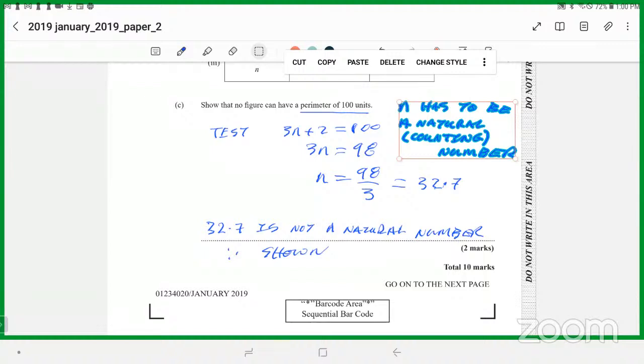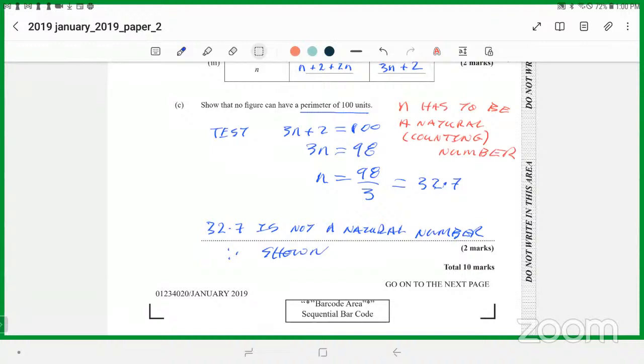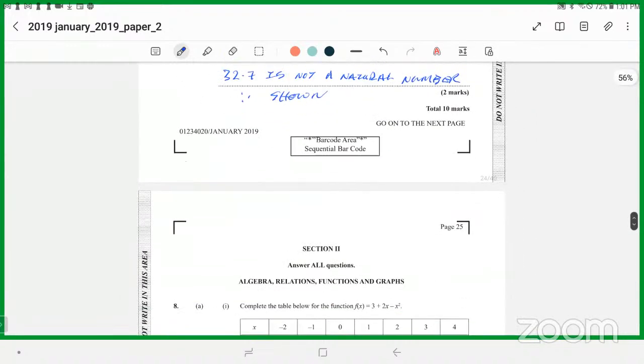Change that style to red. All right. n has to be a counting number. You're counting the number of patterns. You cannot have 32.7 patterns. That's what you'd have to have for the total to be 100. And so that is it. All right. Next question is number 8.